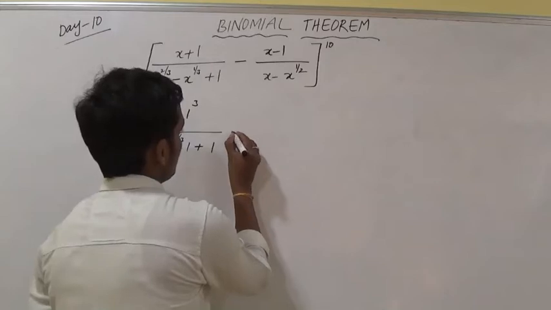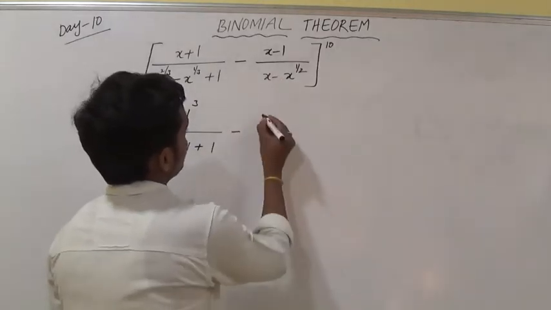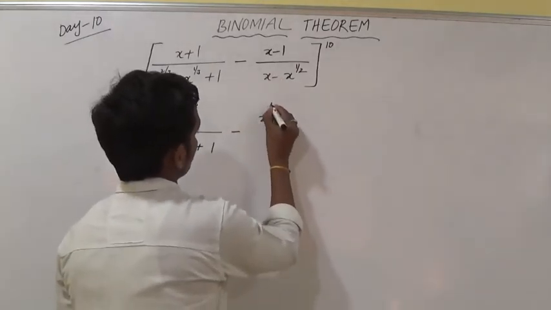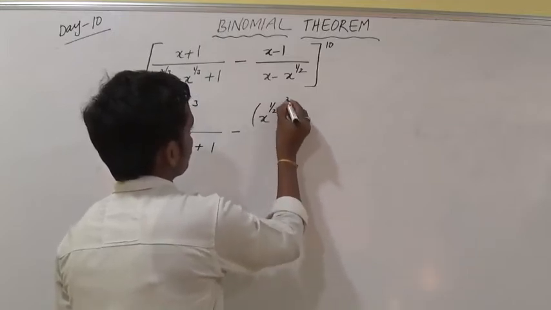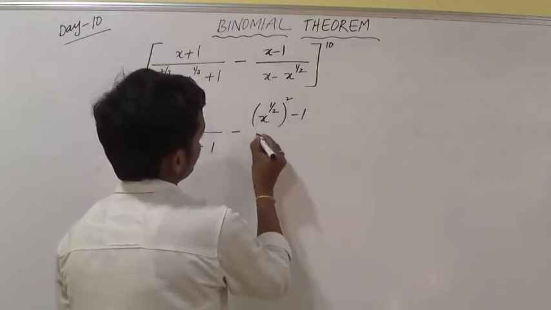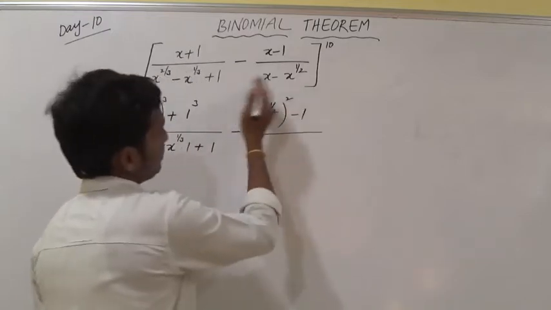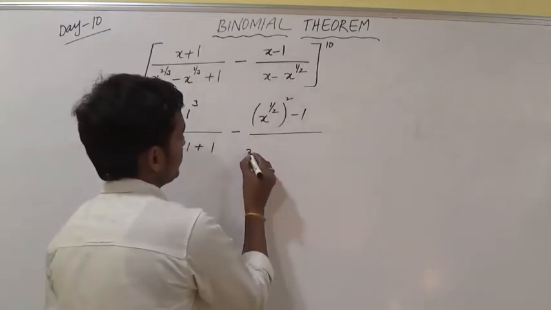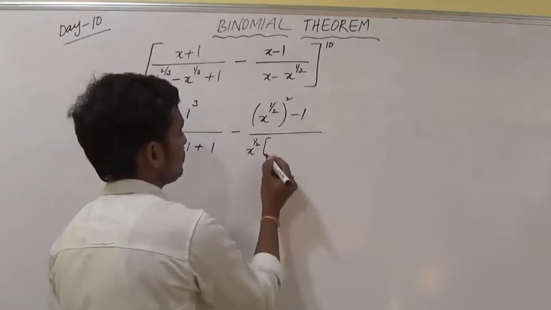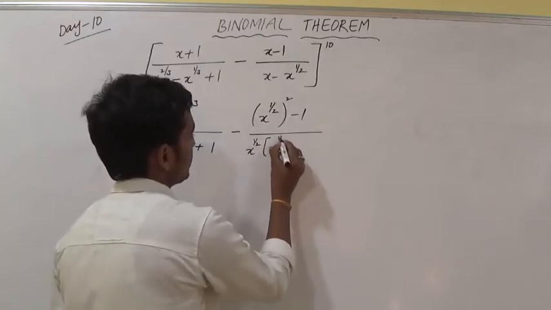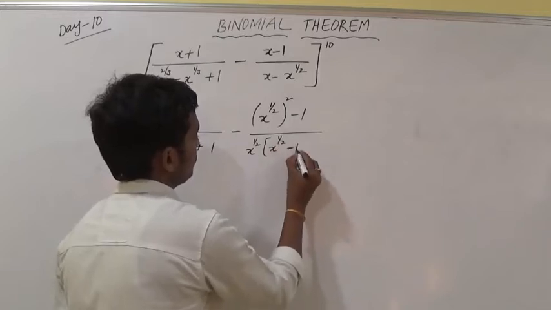Now the same thing I am doing here. This is (x to the power of 1 by 2) whole square minus 1. I am taking x to the power of 1 by 2 common. X to the power of 1 by 2 common means here I am having x to the power of 1 by 2 minus 1.